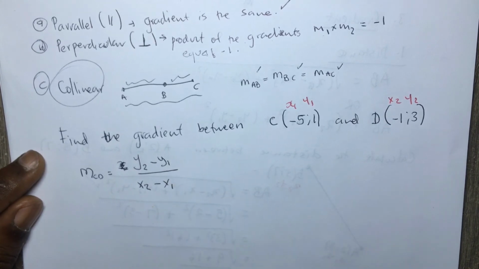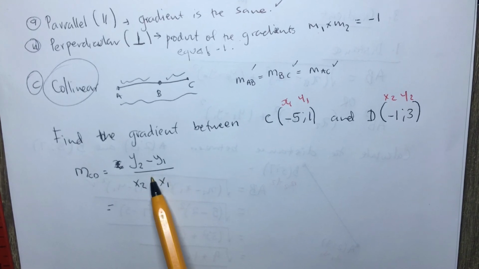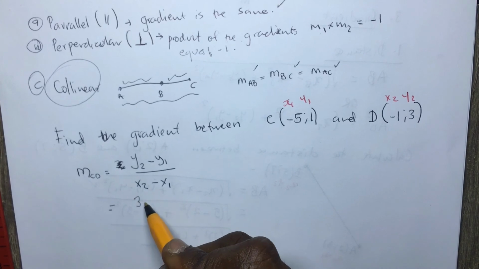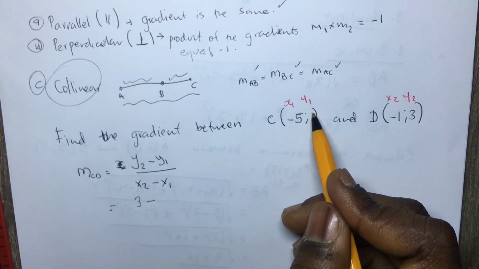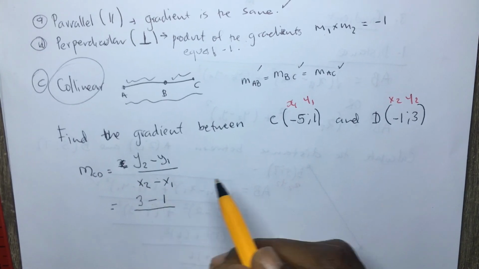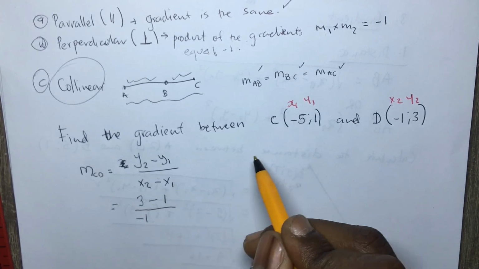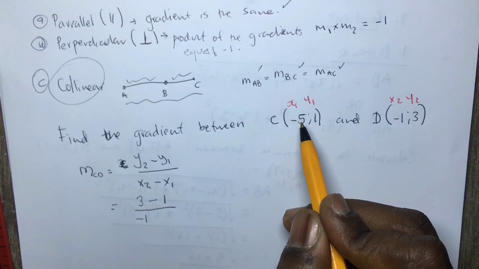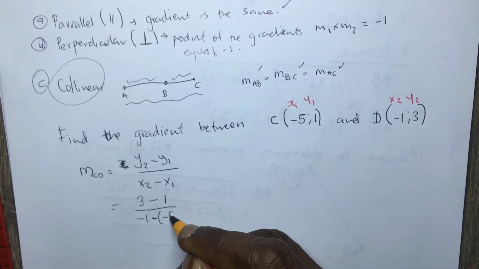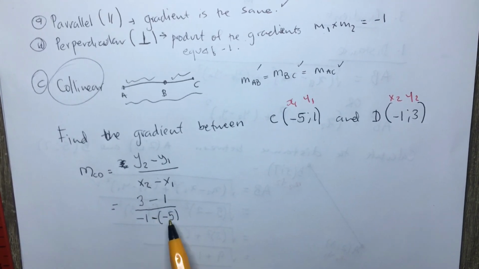Now we substitute according to the order, and please note that in this case we've got a minus sign in between. So we start with y2. Y2 is what? It's 3. 3 minus y1 is what? It's 1. So it's going to be 3 minus 1 over x2, which is -1. Minus x1, it's -5. Can you see? We've got a negative there, and this one is coming with the -5, with a minus also. So we're going to have something like that because we've got a negative and a negative.